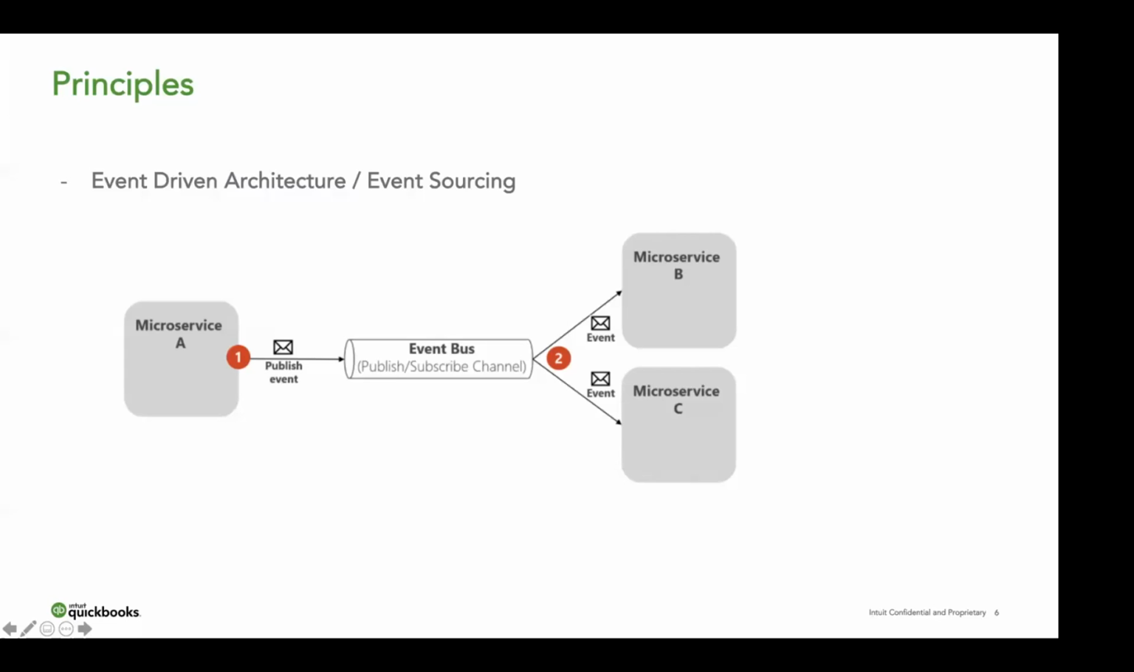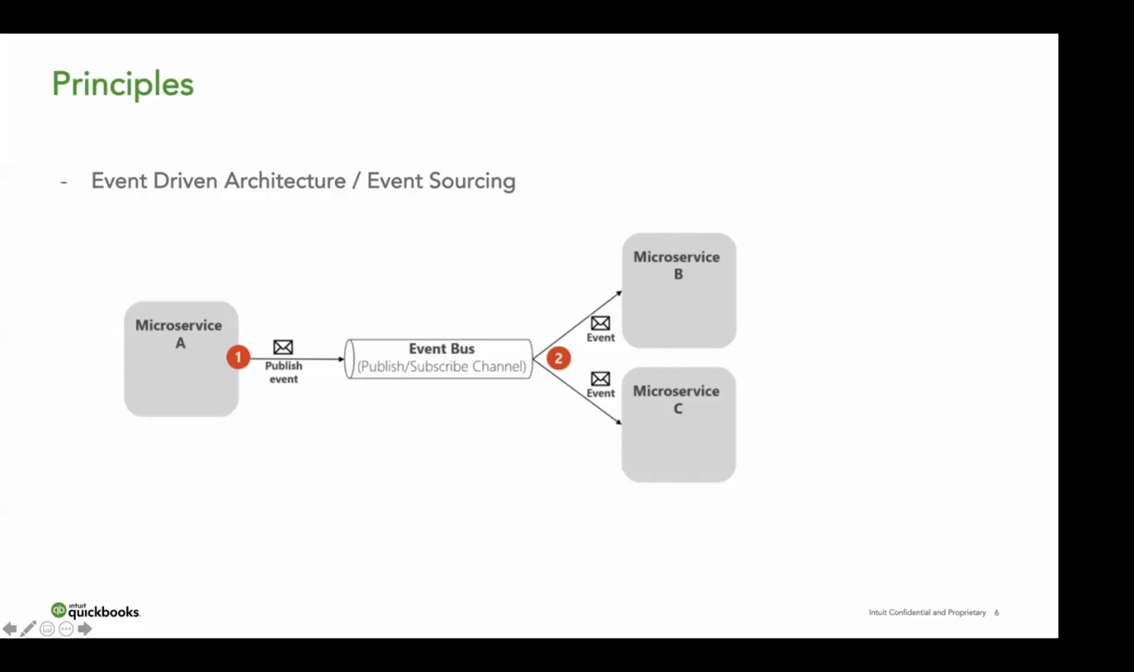So, for example, giving you an example of QuickBooks, say we create a customer, we update a customer, we delete a customer. Those are a sequence of events. Those are communicated as event models, which other microservices can then subscribe to.